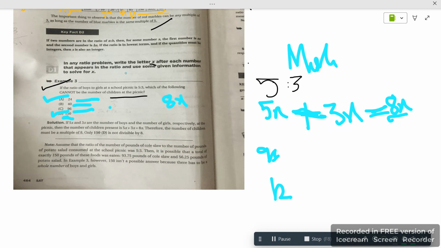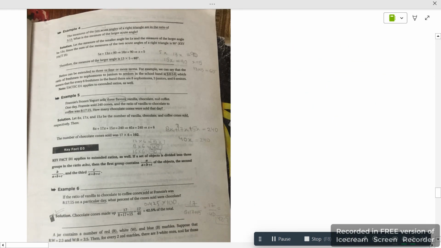Now this key fact was also saying that if the numbers in the ratio are a and b, then for some x, the first number is ax and the second is bx, where the ratio is in lowest terms, and the quantities must be integers. As I just told you, this is compulsory: you are supposed to use values which are integers. So we are done with this page. Let's move to another page.